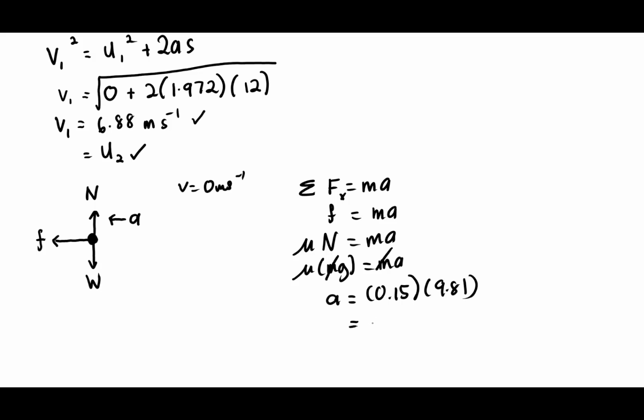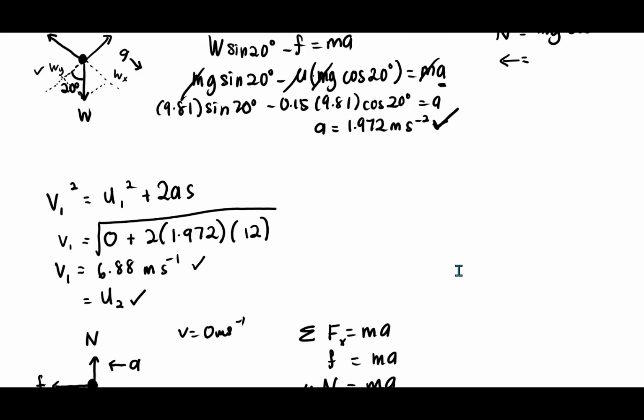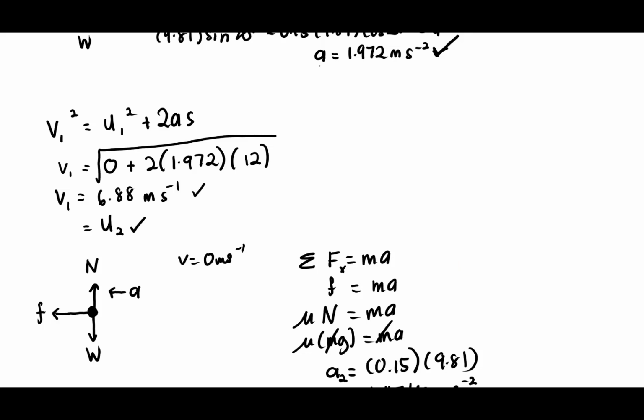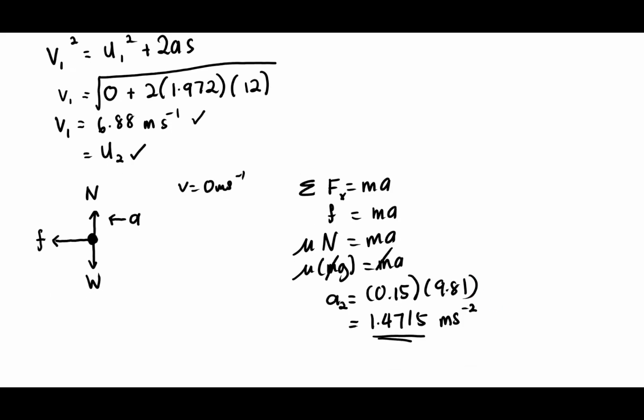And we got our answer, 1.4715 meter per second per second. And when you see this, it's very logical. We can see that the acceleration for the second motion, which is along the horizontal floor, is much lower than the acceleration that we have calculated for the inclined plane. This is 1.972, which is almost 2 meter per second per second, while for along the horizontal floor, it is only 1.5. So it's much slower. It's very realistic.